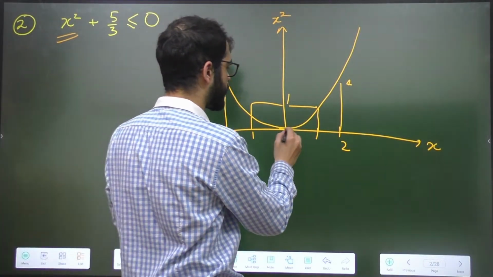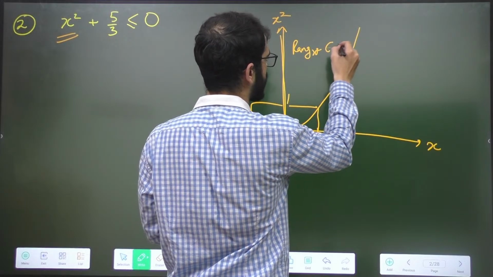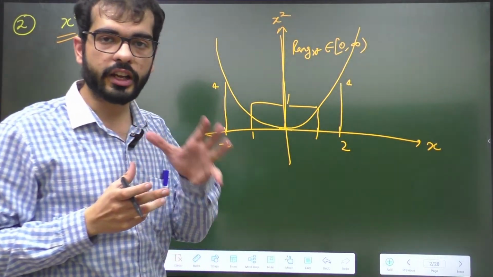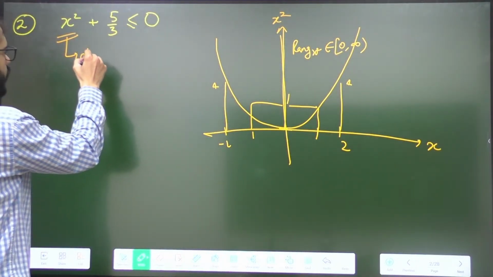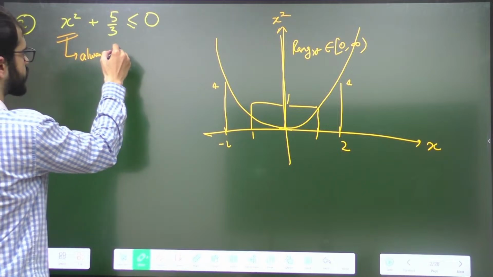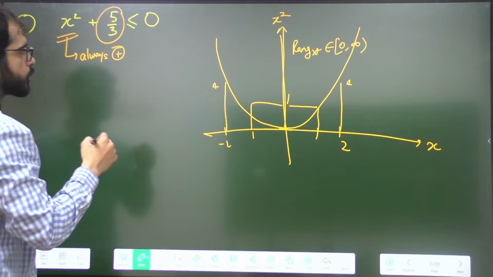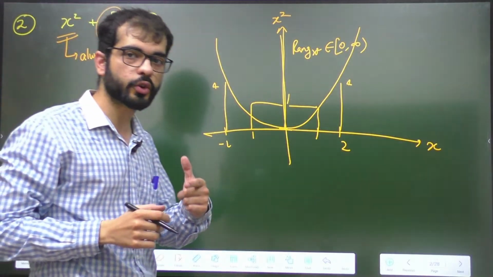So we can say that the range of my function x square belongs from 0 to infinity. That means its output will always be positive. So it means x square is always positive. Since it is always positive, if I add another positive term to it, is it possible for the number to either be 0 or less than 0? No, it is not possible.